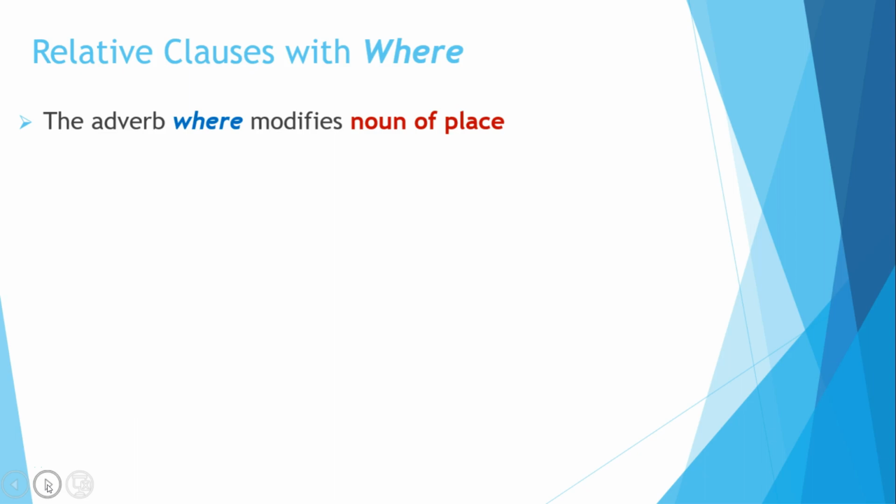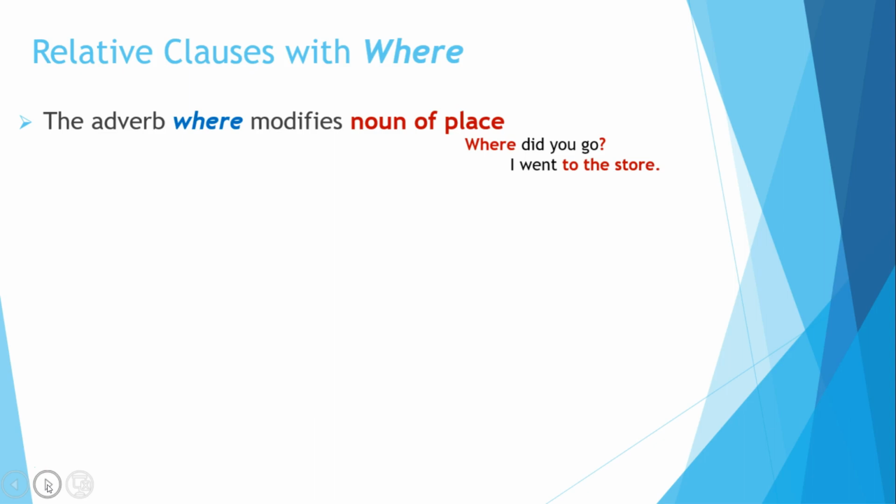The adverb where modifies a noun of place. Okay? Don't get confused that we said we can use where to ask a question. Where did you go? I went to the store. Although I ask a question by using where as a question word, I'm still trying to find out the place. Well, a similar rule applies. When we use where as an adverb in our relative clause, we are trying to modify, describe our noun of place.